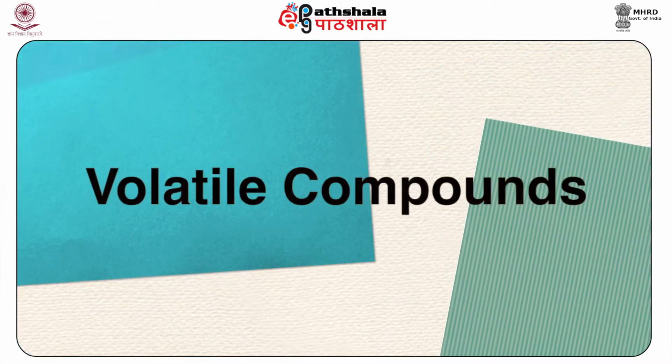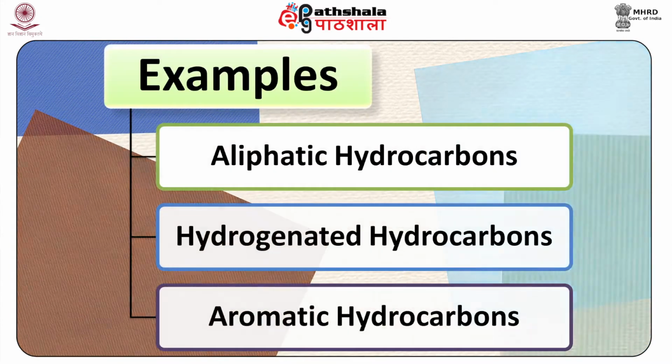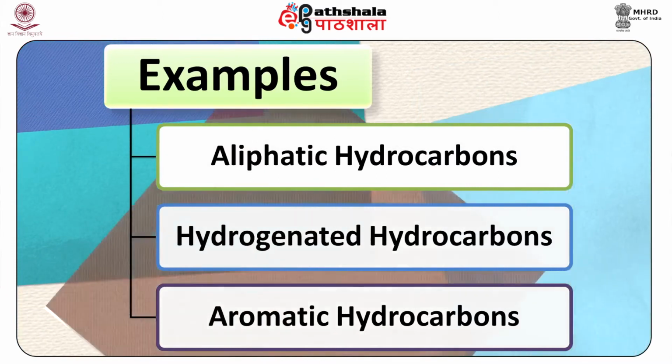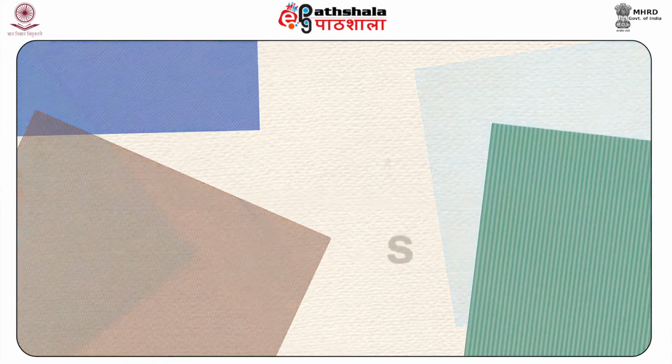Fourth is volatile compounds. Volatile compounds have little or no irritant effect after absorption. They act as an anesthetic agent or are toxic to the liver, kidney, etc. Examples are aliphatic hydrocarbons, halogenated hydrocarbons, and aromatic hydrocarbons. Now we shall discuss some notable poisonous gases.